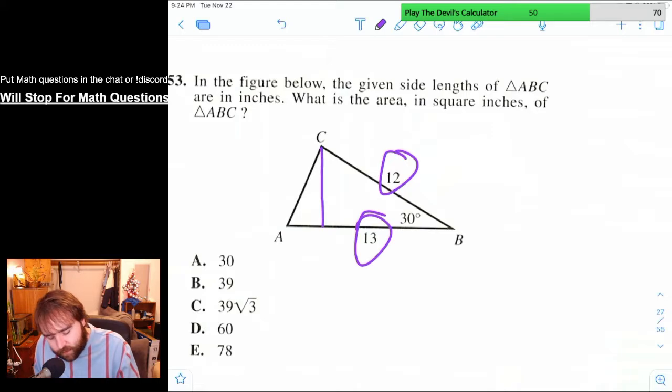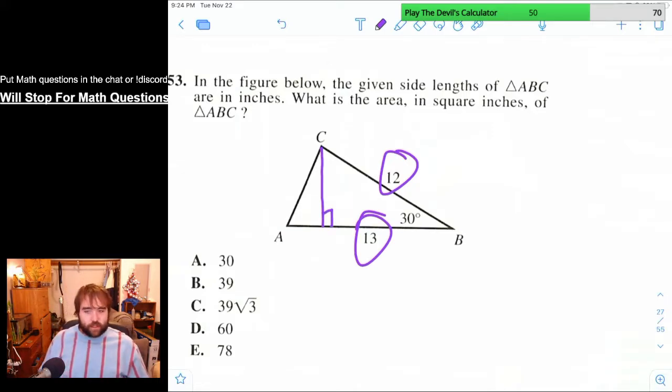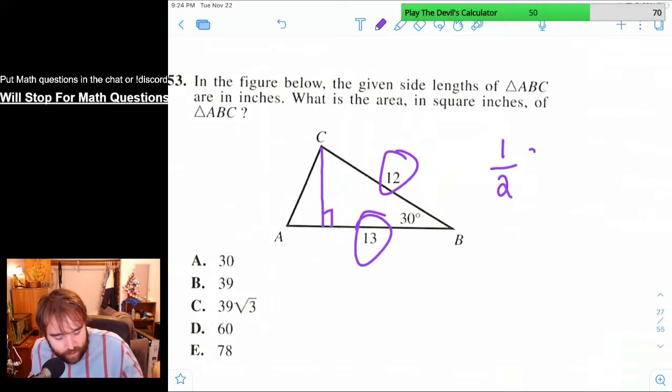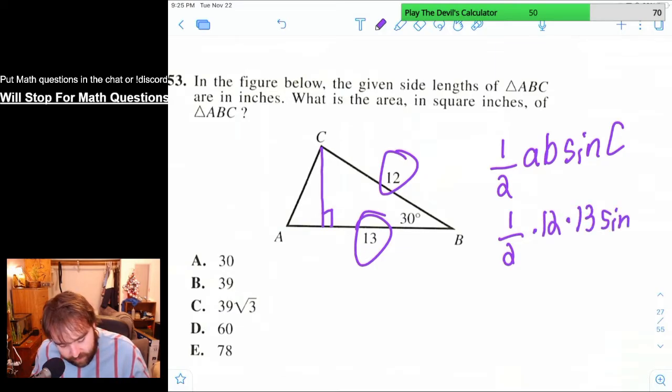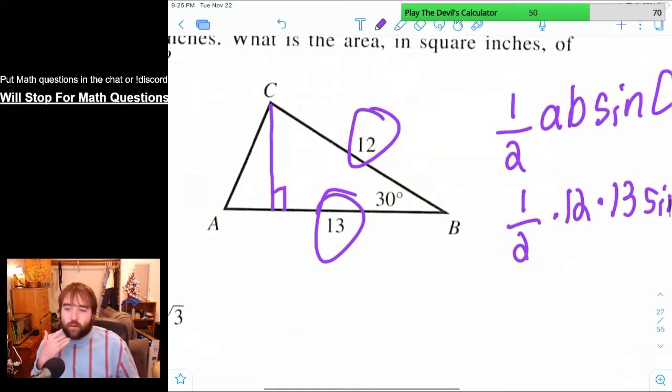So there's a couple things you can do. There's actually a formula that just gives you the area. Let me see if I remember it. I don't think I do. I think it's 1/2 AB sine of C. So let's take a guess. If that is that formula, then this is the answer. But let's see. If we don't know that formula, what would you do?